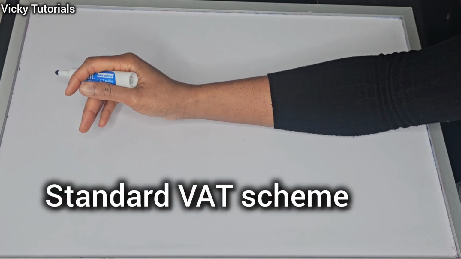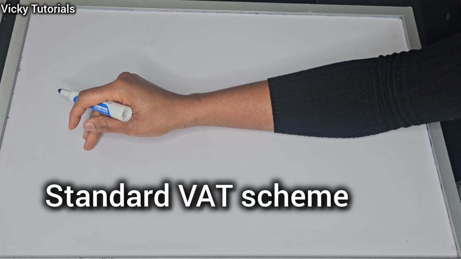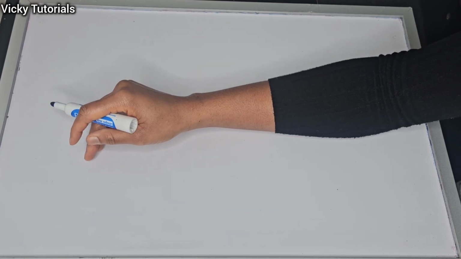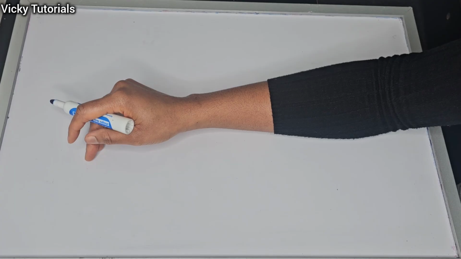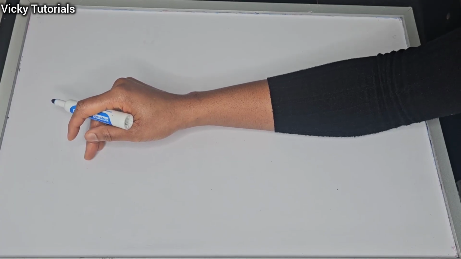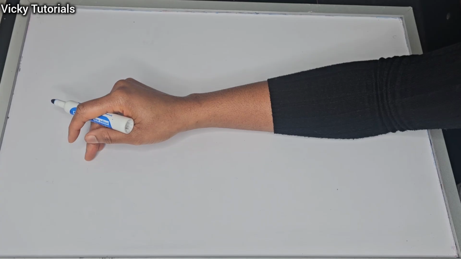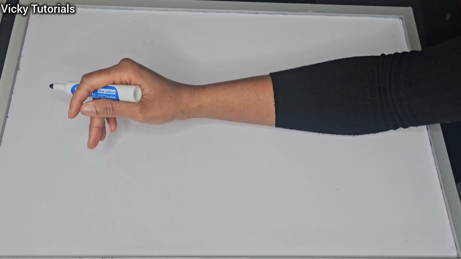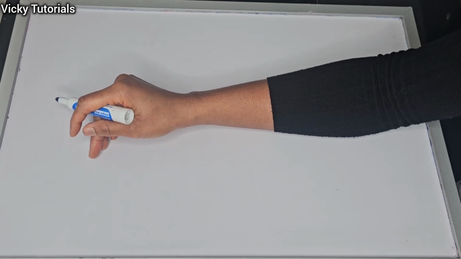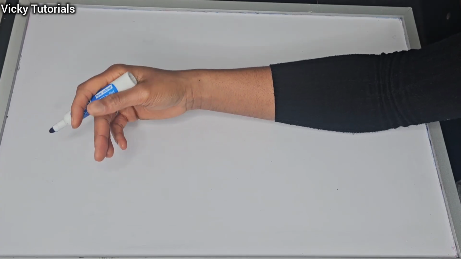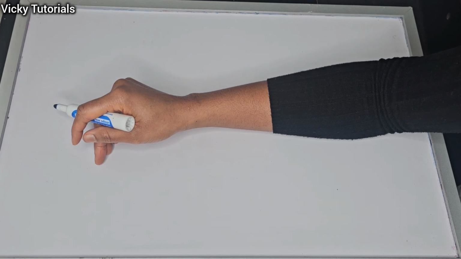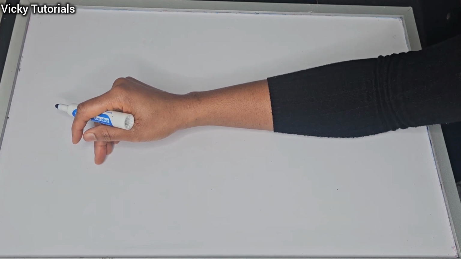We have standard VAT scheme, and it operates on accrual-based principle, meaning that you pay HMRC the VAT that you charge to your customers upon sales of goods and services, not when you receive the money from your customers. So as soon as you make a sale, okay, that VAT is payable to HMRC, regardless of whether you have received the money from the customer or not. So it basically operates on accrual-based principle.